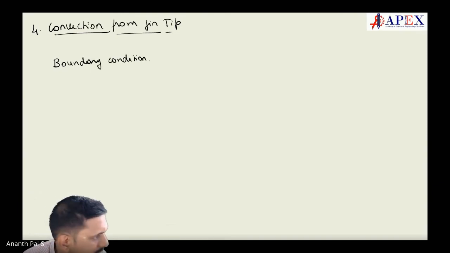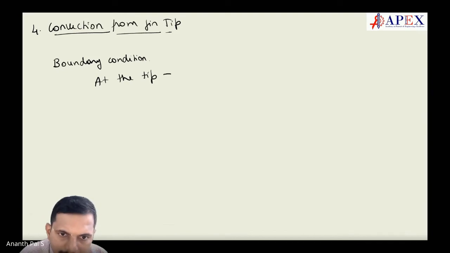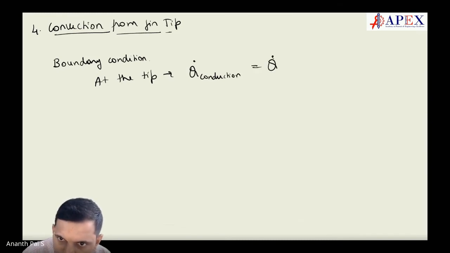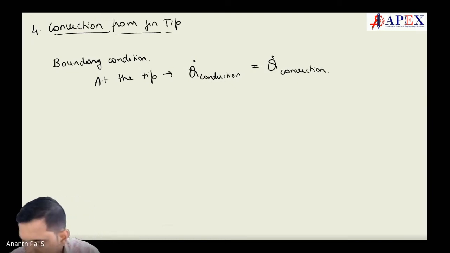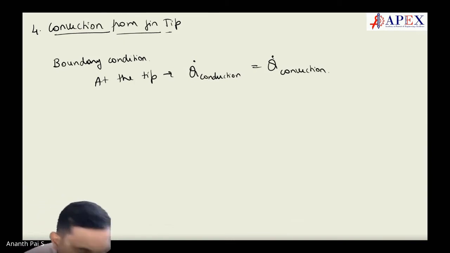Boundary condition is at the tip, Q dot due to conduction is equal to Q dot due to convection. Make sense? That is what happens. So what will happen?